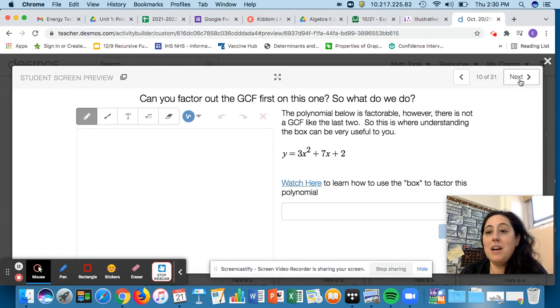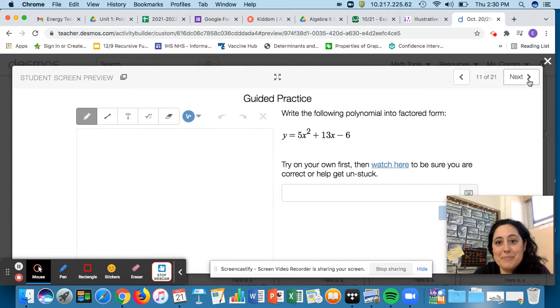And again, for this one, if you're like, I don't know how to do it, watch this video. It goes over this one in particular. But it's the same steps that we just did. Make your box, right? In the top left, you have 3x squared. In the bottom right, you have a positive 2. And just think, what times what gives me 3x squared? What times what gives me a positive 2, right? And the nice thing about 2 is there's only 2 factors, 1 and 2, right? So you might have to play around, but it shouldn't take too long. Okay.